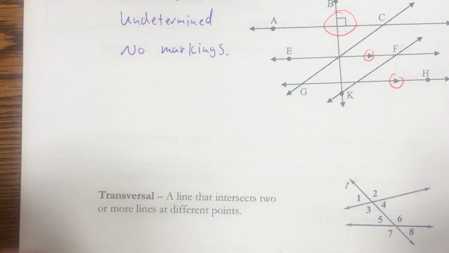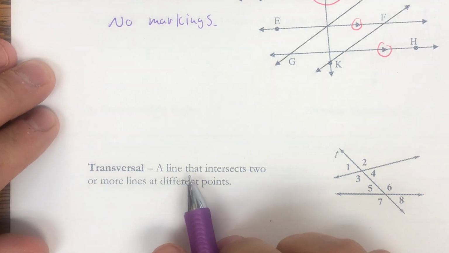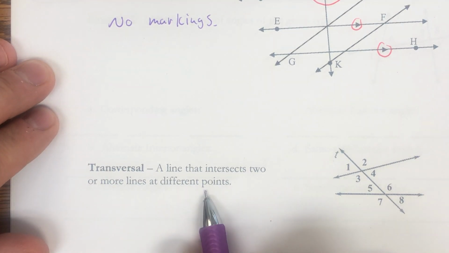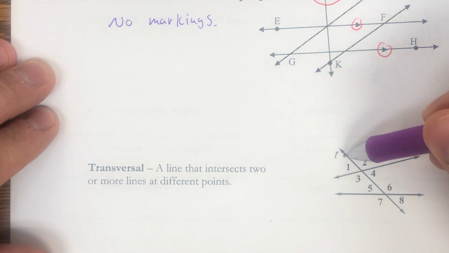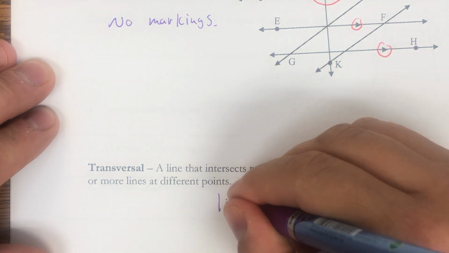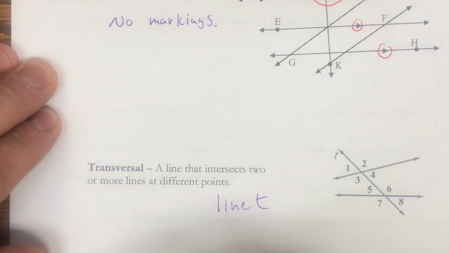Our next definition is going to be a transversal. A transversal is a line that intersects two or more lines at different points. So in this case, line T is our transversal because it intersects two lines at different points.